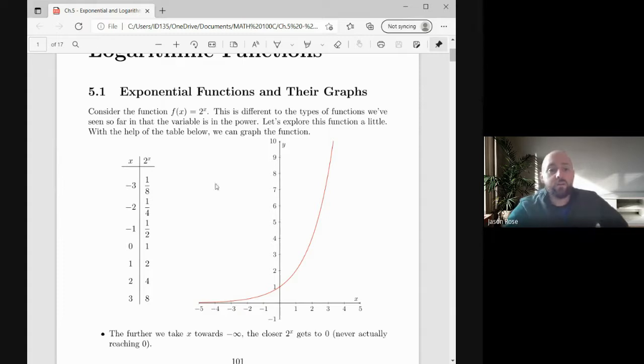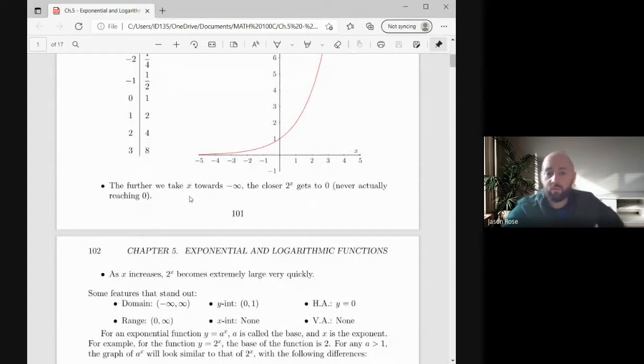Other graphs will look like this too, 3 to the x, 4 to the x, 5 to the x, except they'll shoot up quicker, and they'll get flatter a lot quicker as well. So they are just a little more extreme than 2 to the power of x. Some things to note here: the further we take it towards minus infinity, the closer 2 to the x gets to 0. And as you increase x, 2 to the x gets very, very large, and it starts to go really high.